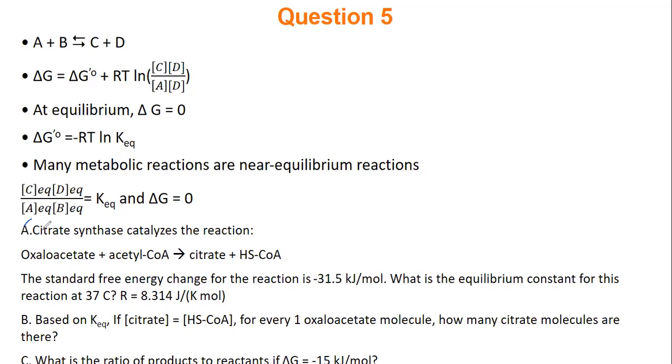Then, based on your KEQ, so remember, equilibrium constant means KEQ, if my concentration of citrate is equal to my concentration of coenzyme A, therefore, for every 1 oxaloacetate molecule I have, how many citrate molecules must there be? And C, let's say delta G is minus 15 kilojoules per mole. What is my ratio of products to reactants?